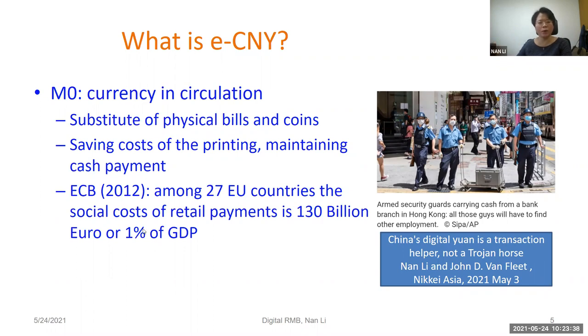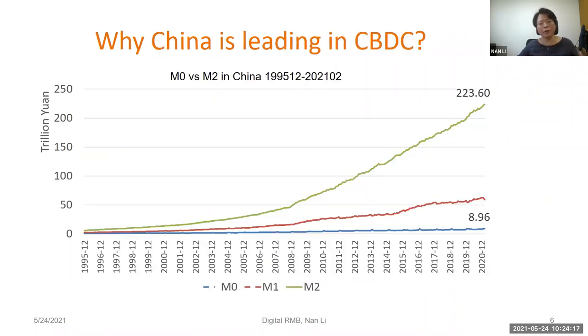And according to a report by the ECB, the European Central Bank, which estimated the social cost incurred in retail payment in the 27 EU countries, it can actually amount to 130 billion euros, or 1% of the GDP of these 27 countries. So this is a huge amount of benefit that can be saved if the central bank digital currency is issued. And China is the leading country in trying to implement this CBDC.